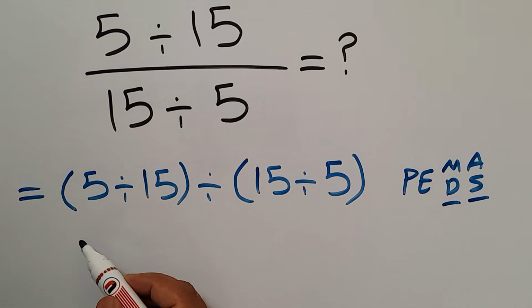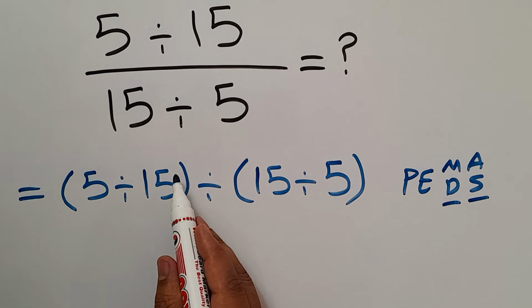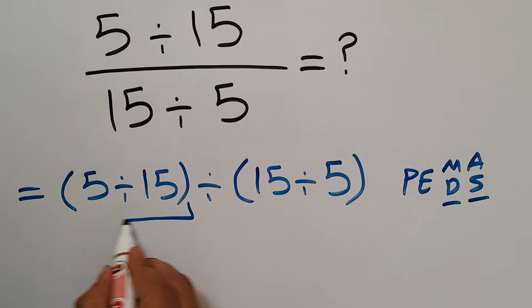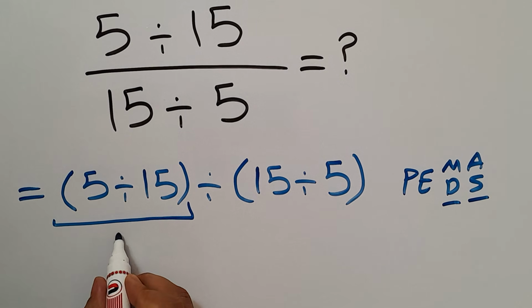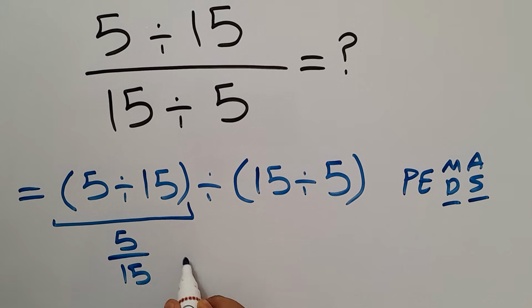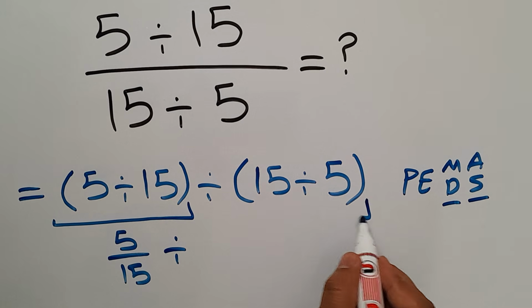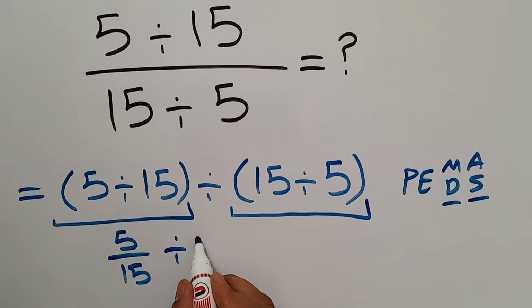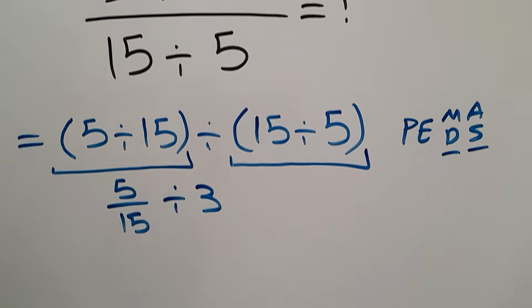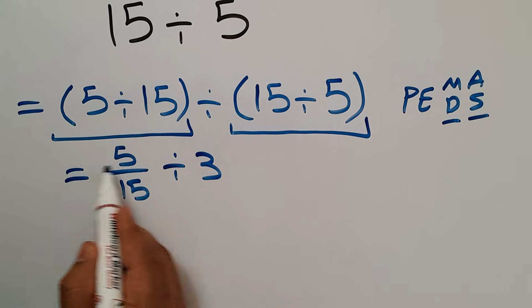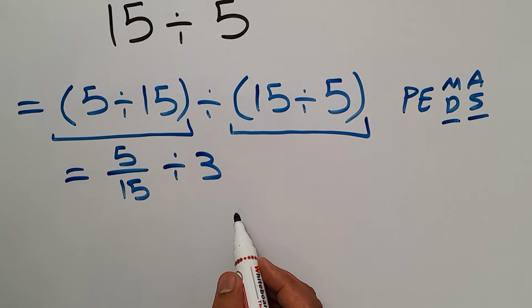So here first we have to do this parentheses, 5 divided by 15. We can write 5 over 15. And here we have divided by 15 divided by 5, which equals 3. Okay, so we have 5 over 15 divided by 3.